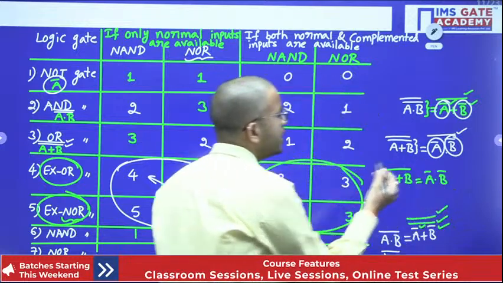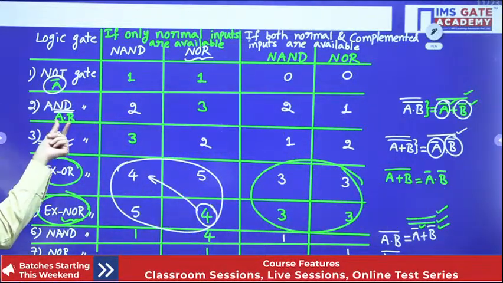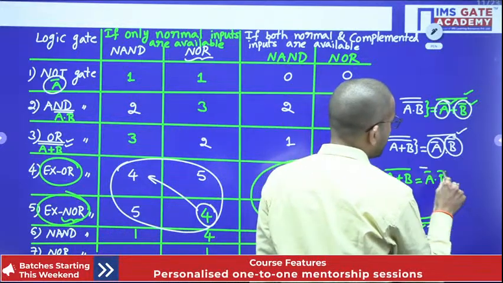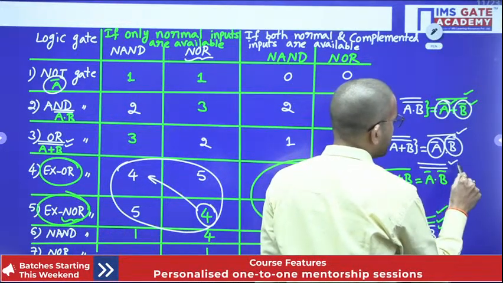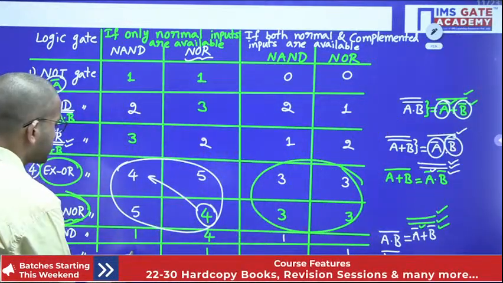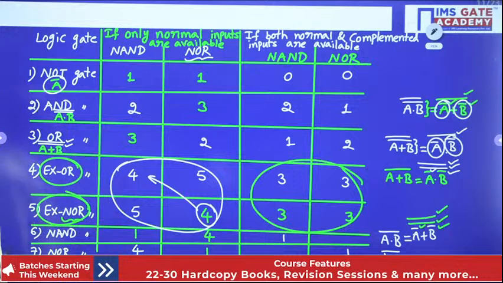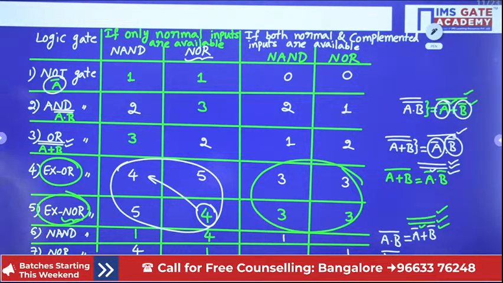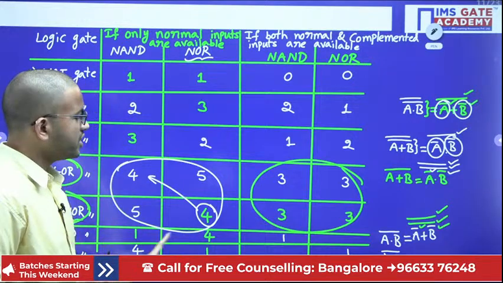Now you are getting an AND gate. Now you have to implement it with the help of NAND, so you have to apply 2 times complement. That's all. So 1, 2, 3, 4. Here also 4 only. Okay, right. So in both the cases, 4 only.